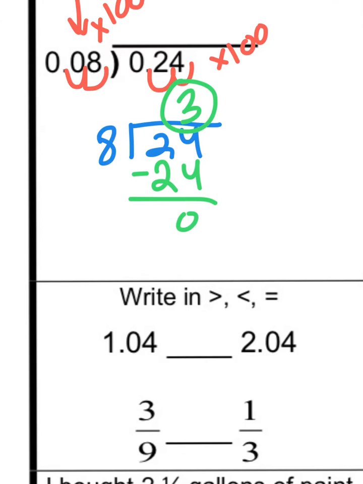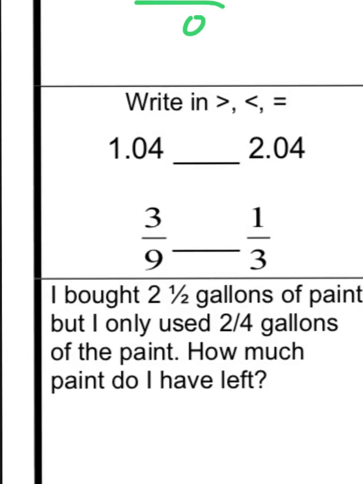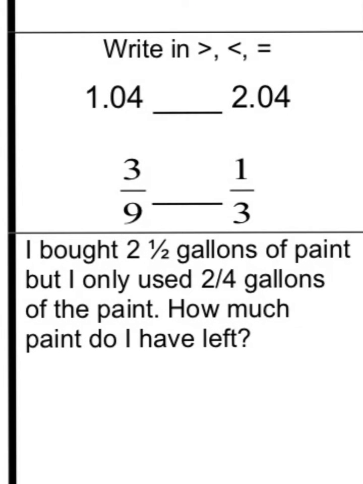For the next one, it says write greater than, less than, or equal to. These are called inequalities to compare the two numbers. So this is 1 whole, that's 2 wholes. So obviously 2 wholes is greater than 1 whole.